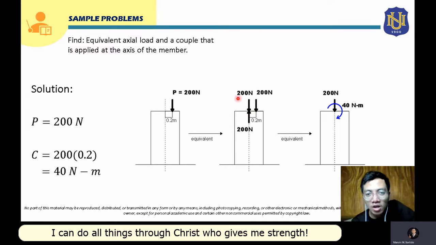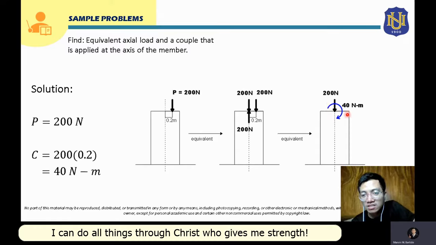From here, we can notice that there will be a produced couple. The produced couple will be this 200 Newton and this 200 Newton, right? So it will produce a clockwise couple. From here, we can redraw it: these two forces will produce this clockwise couple.